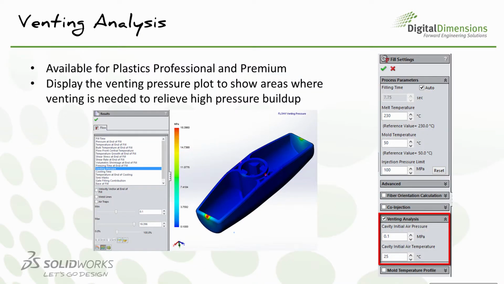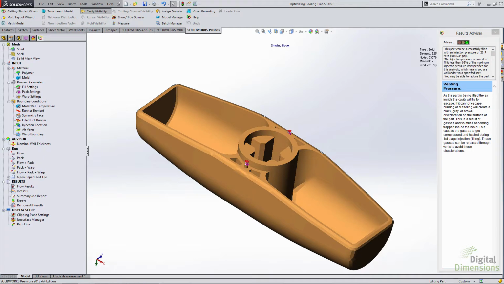The last topic in SOLIDWORKS Plastics, what's new, is our new venting analysis plot available for SOLIDWORKS Plastics Professional and SOLIDWORKS Plastics Premium. Now in the current screenshot we can see the venting pressure plot showing the high pressure areas that may need to be vented out to prevent burning of the material or defects in those areas due to the high pressure. Let's open up SOLIDWORKS and turn on the venting analysis in SOLIDWORKS Plastics and show where we can add actual air vents to remedy those high pressure areas.